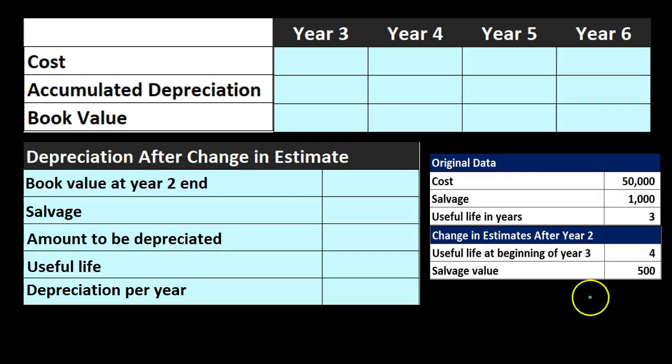To do that, we're going to do basically the same type of straight line calculation. However, instead of starting with the cost, we will start with the book value of where we're at, the 17,333 at the end of year 2. Then we'll subtract out the salvage, which has changed now to 500 from 1,000. If we subtract that out, the 17,333 minus 500 gives us 16,833. Useful life, we're going to say, is 4 years now. So it's 4 more years. It's already been 2 years.